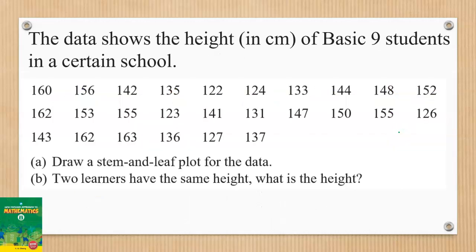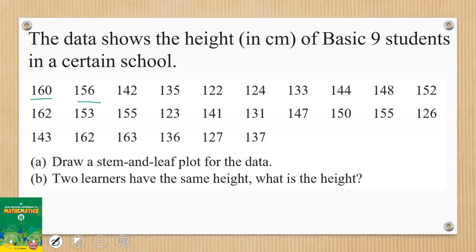Right, with the next question, the data shows the height in centimeters of basic 9 students in a certain school. So the heights are listed below, 160, 159, and so on. It's in centimeters. We have to draw a stem and leaf plot for the data, and then also, two learners have the same height. What is that height?